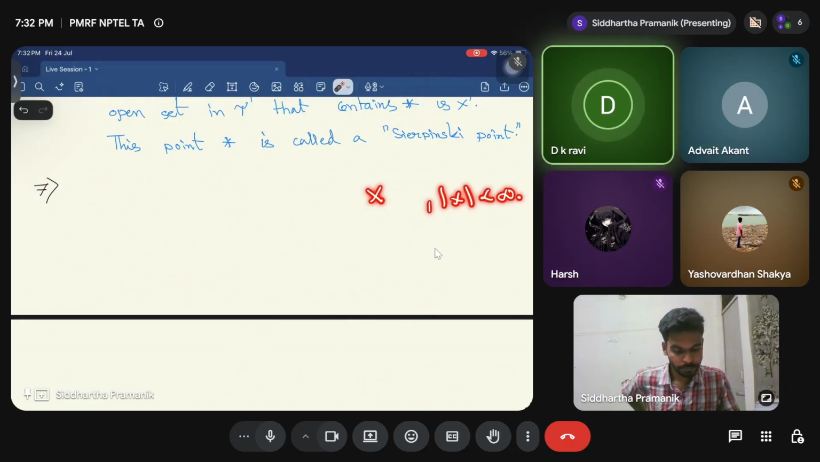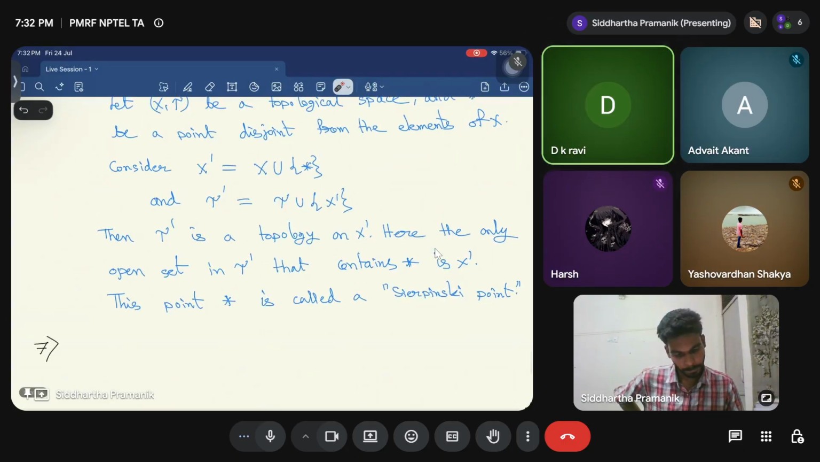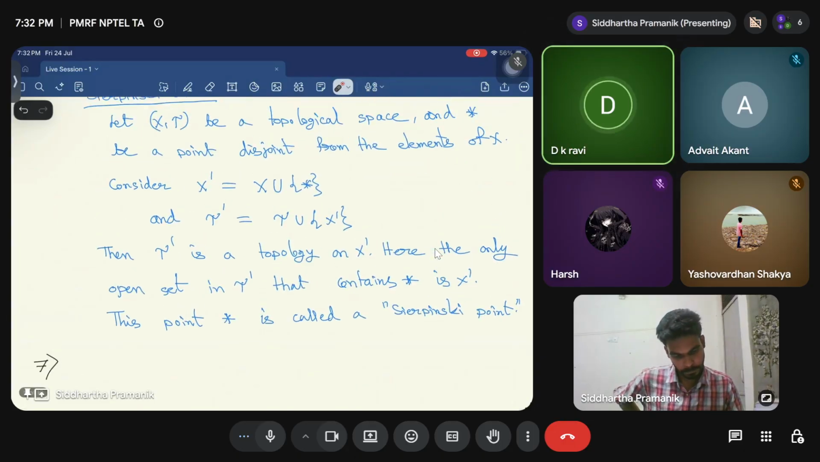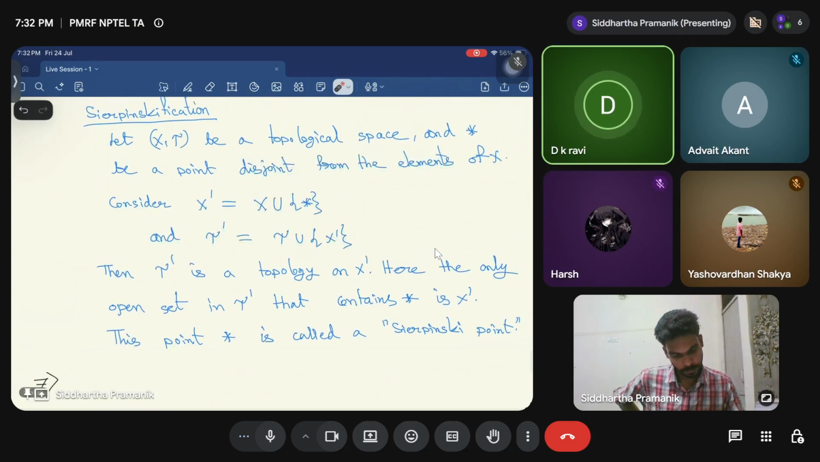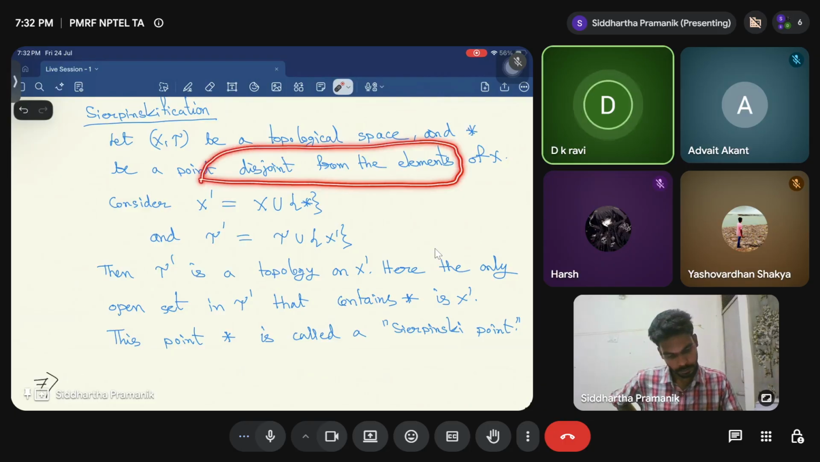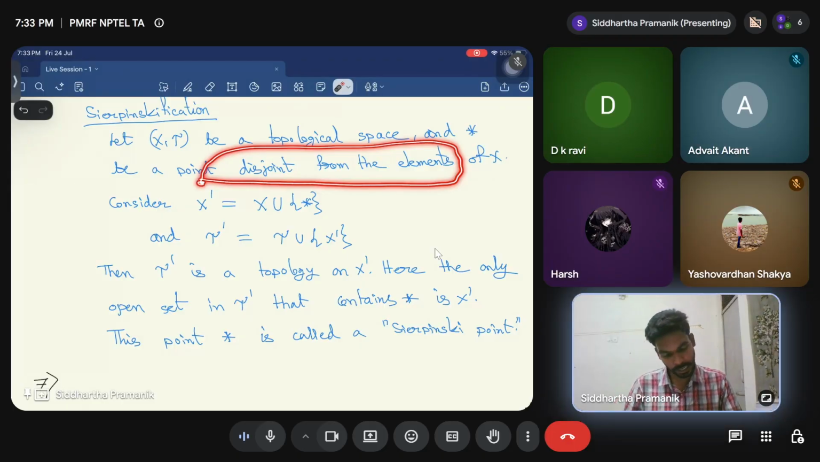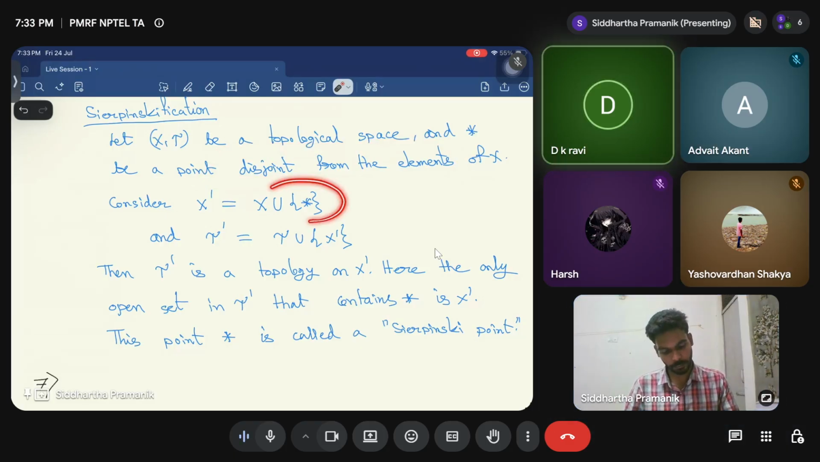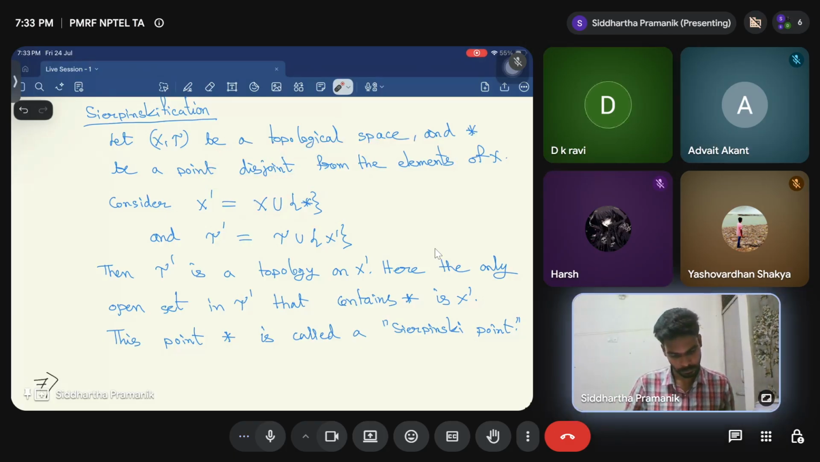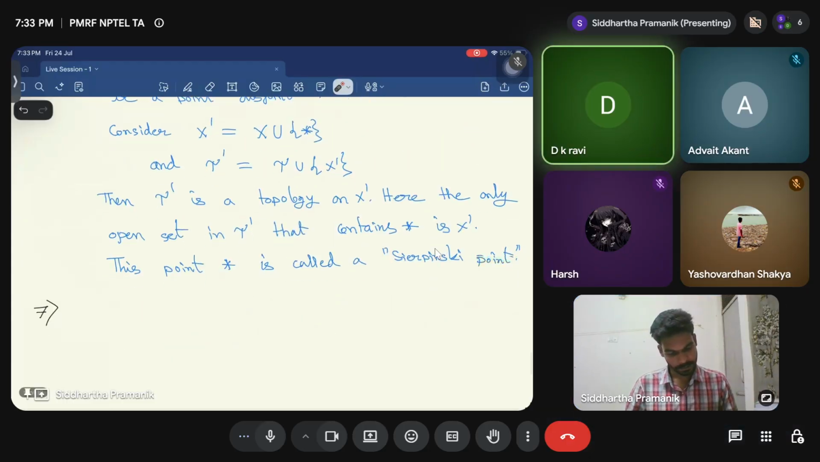Sir, in the Sierpinski construction, the star point we are going to get from outside of the set. Yes. Means which is not in the set. Yes, we are getting one point from outside and then we are defining something. Yes, we are taking a point which is not in X, then we are adjoining that point to X. Okay, sir. Thank you, sir. Yes.